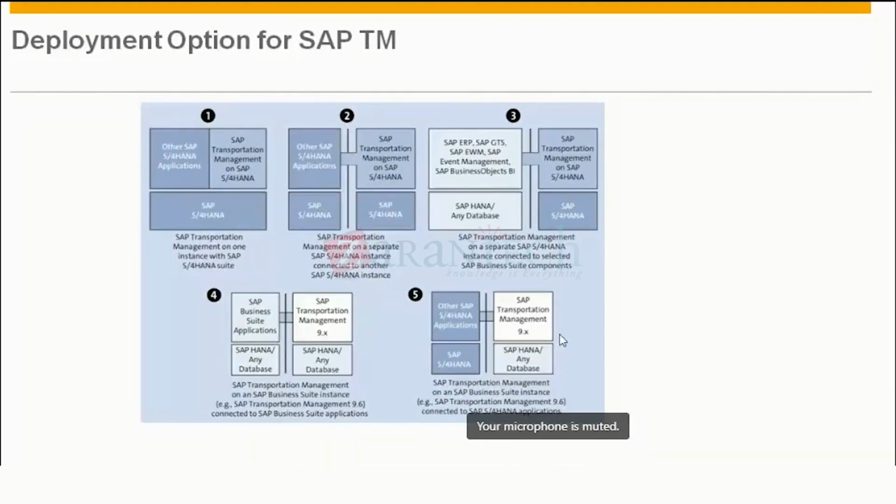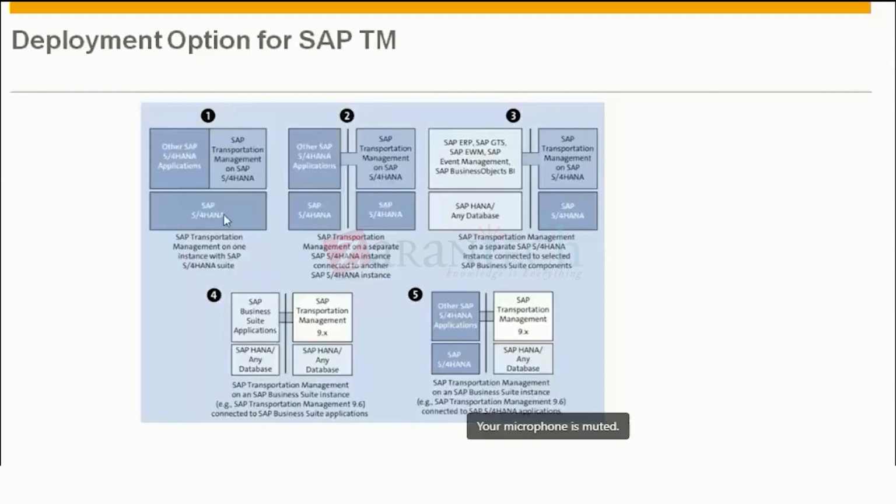Deployment means how you are going to deploy transport management in your current landscape. There are 5 deployment options. The first deployment option is the normal S/4HANA embedded feature, where your entire ECC is on the S/4HANA application, and your transport management is also on S/4HANA. When both applications are on S/4HANA, this is called an embedded feature.